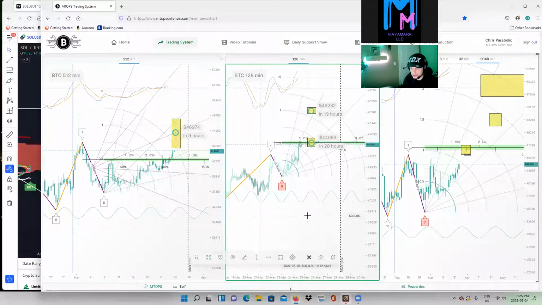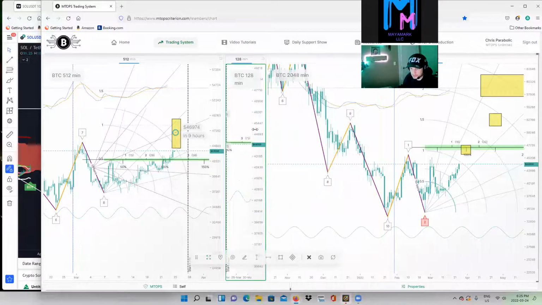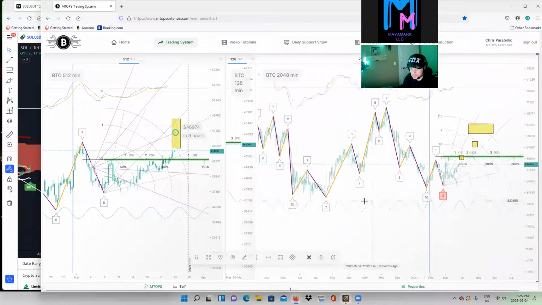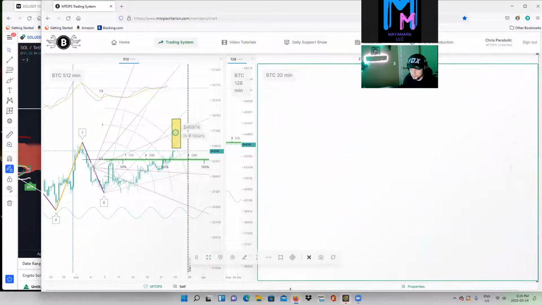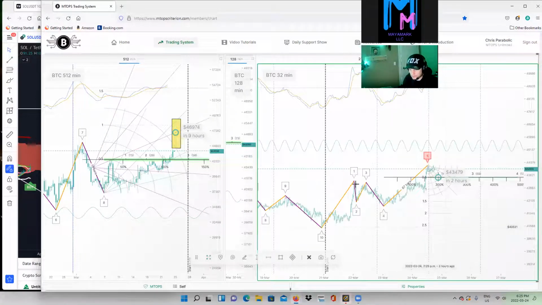Sometimes I will trade the 32 if I see that there's going to be quite a bit of compression in turning points. So we can look at a 32-minute chart, for example, and see what that looks like. Oops, over here. Okay, where there's a lot of compression. Now, you can see here, there's a ton of compression. So what does that mean when there's compression? A big market move.